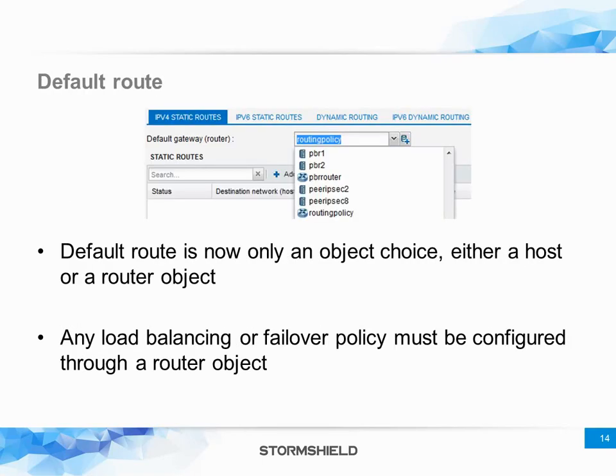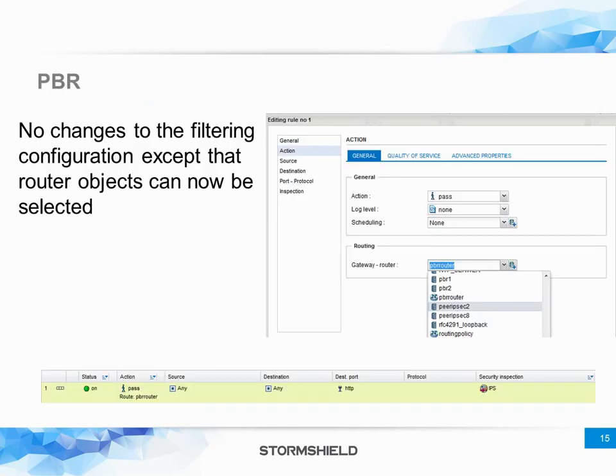So, as you could see in the previous slides, the possibilities offered by default routing configuration in version 1 are all available in the router object configuration now. So the default routing configuration has been changed to only be an object choice now, and you can use a router object to have the same feature as before. Regarding policy-based routing, the configuration has not changed except that you can also use router objects now in your gateway configuration. So you get the same features as for the default routing policy in terms of failover and load balancing.